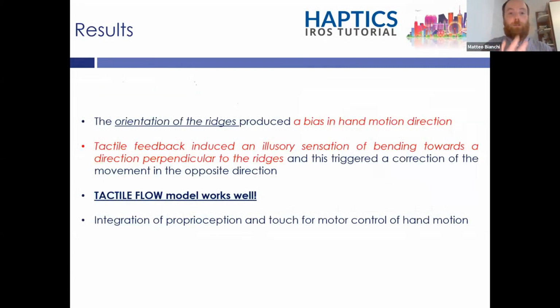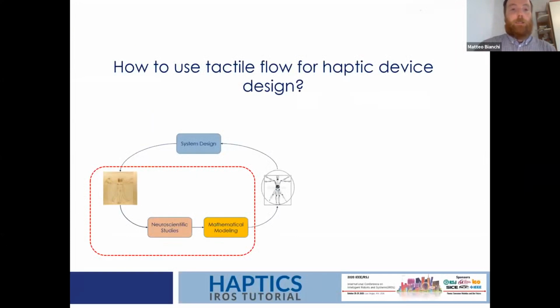So we found that the orientation of the ridges produced bias in the motion direction, and the tactile feedback induced an illusory sensation of bending toward a direction which is perpendicular to the ridges. So our model, which was defined according to a constraint equation which is ill-posed, seems to work well. This is the first part, neuroscience and mathematical modeling. The next question is how to use this model for haptic device design. So we are in this part of this diagram.